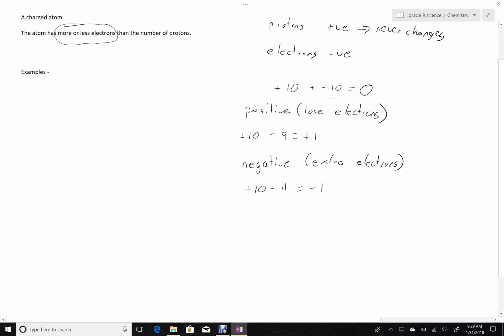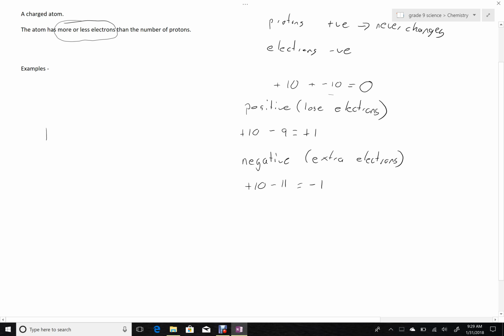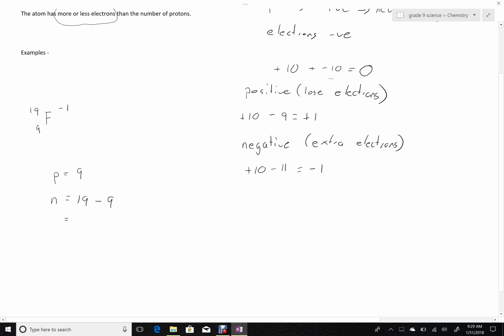So let's look at an example here. Let's say that I have the ion fluorine, and I'm going to make it -1. I go to my periodic table and I see its atomic number is 9, and its atomic mass is 19. What does that mean then? Well, remember, my atomic number gives me my number of protons, so that's 9. And my neutrons is equal to my atomic mass, the bigger one, minus the smaller one. And remember, you round that 19 if you have to. So I have 10 neutrons.